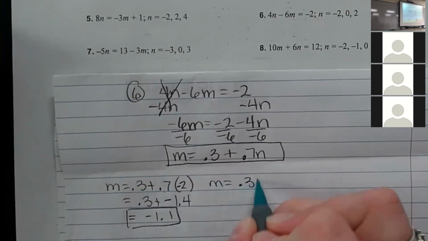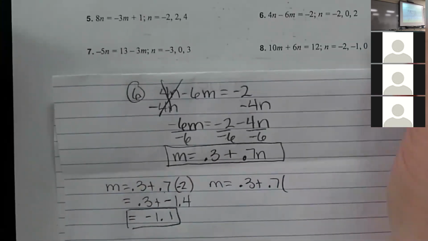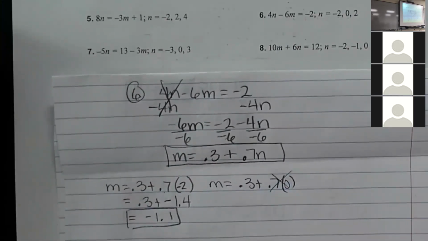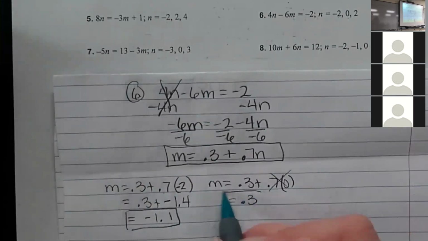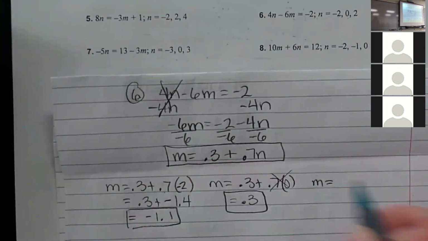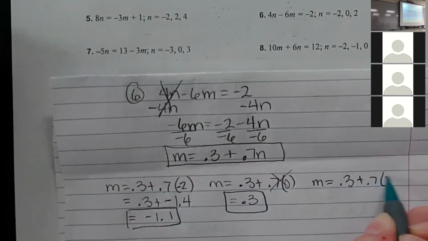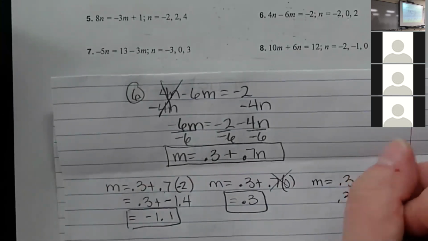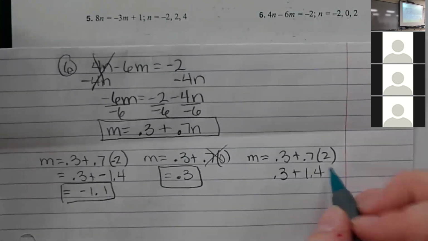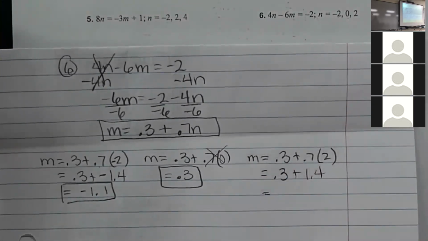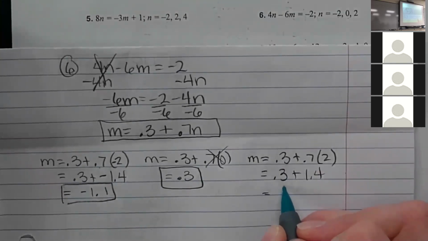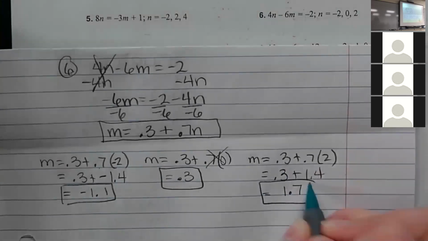M equals 0.3 plus 0.7 times, now they want us to put in a 0. Yay, zeros. That's gone. So I'm just left with 0.3. Now they want me to put in a +2. 0.3 plus 0.7 times +2. That'd be 0.3 plus 1.4. What's 0.3 plus 1.4? 1.7.